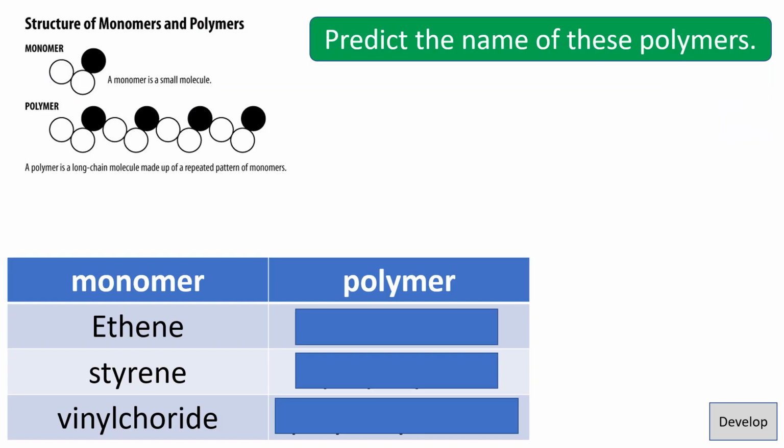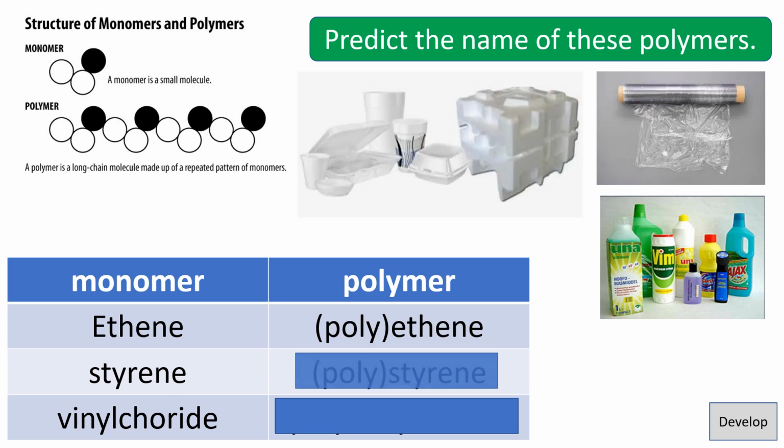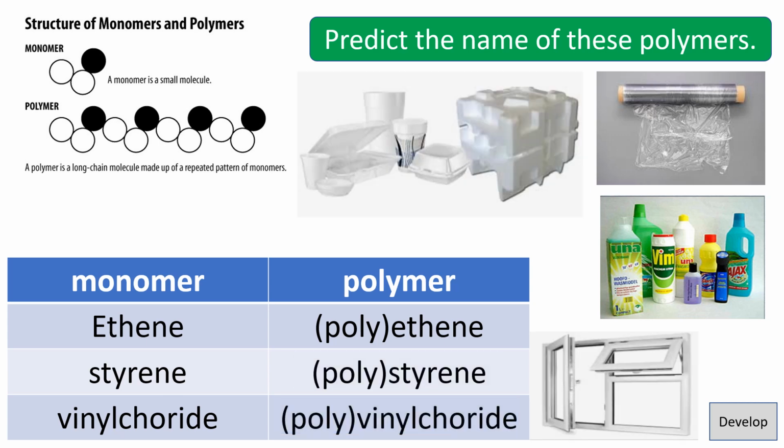Okay, so could you predict the names of these polymers here? So I've got ethene, that becomes polyethene or polythene. Styrene becomes polystyrene, and vinyl chloride becomes polyvinyl chloride, which is PVC, used for window frames.